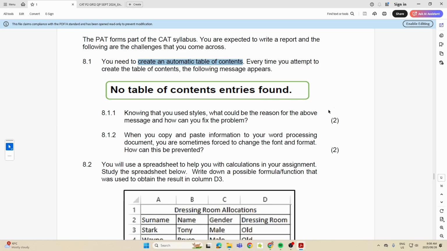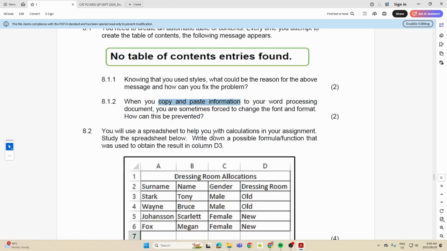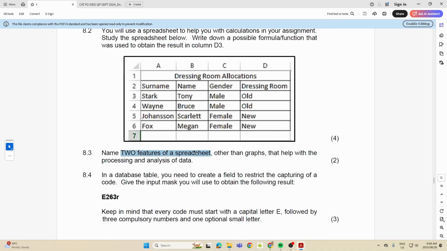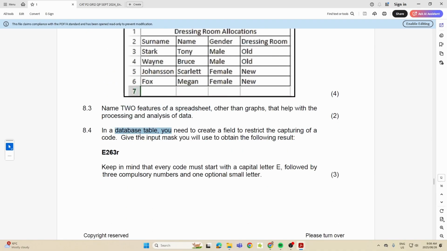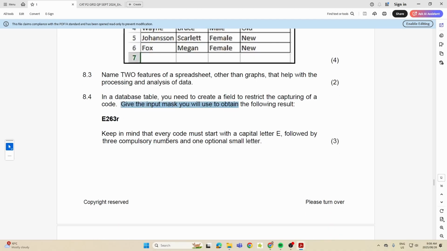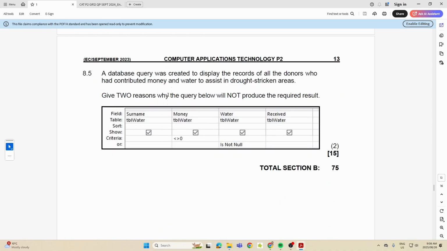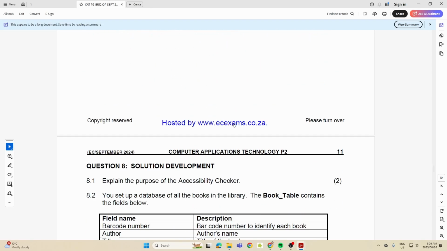Your automatic table of contents, knowing how to fix certain problems with styles, copying and pasting. Here they talk about your spreadsheets, 2 spreadsheet features, your database table, input masks. Can you see? Like all of that is prac work. So please, just know your prac work.